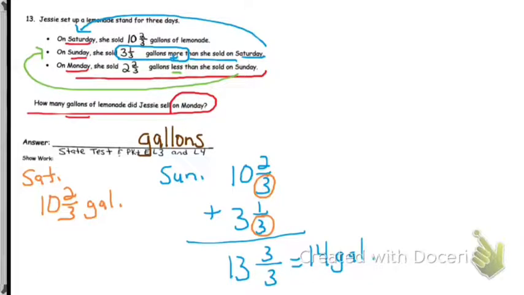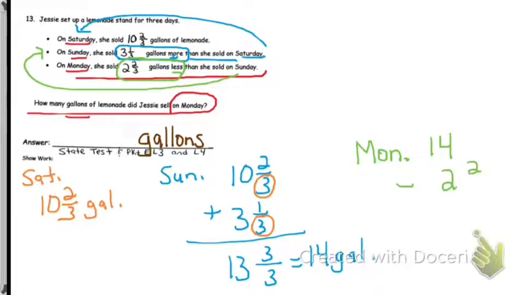So on Saturday, she sold 10 2/3 gallons. On Sunday, she sold 14 gallons. Now I finally get to the day that I want, which is Monday. So let's take a look at the Monday. On Monday, she sold 2 2/3 gallons less than she sold on Sunday. So I'm going to take my Sunday amount, which was 14, and if she sold 2 2/3 less, we said that's going to be a subtraction problem.